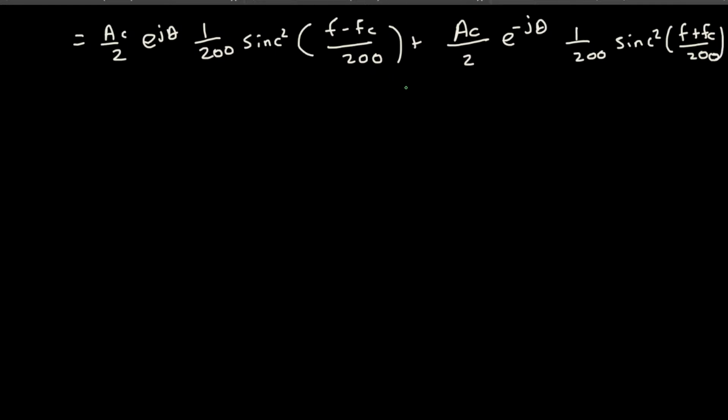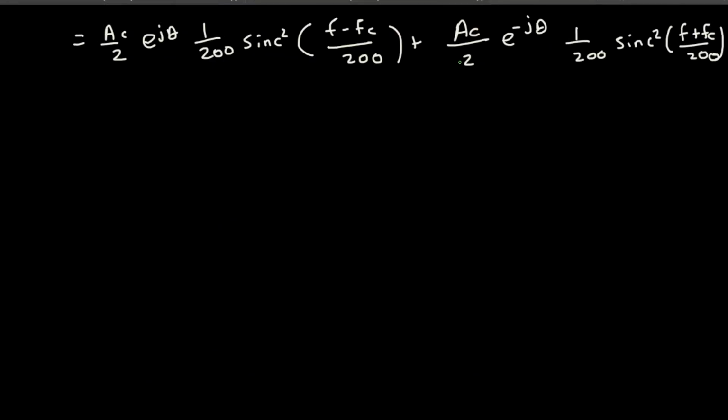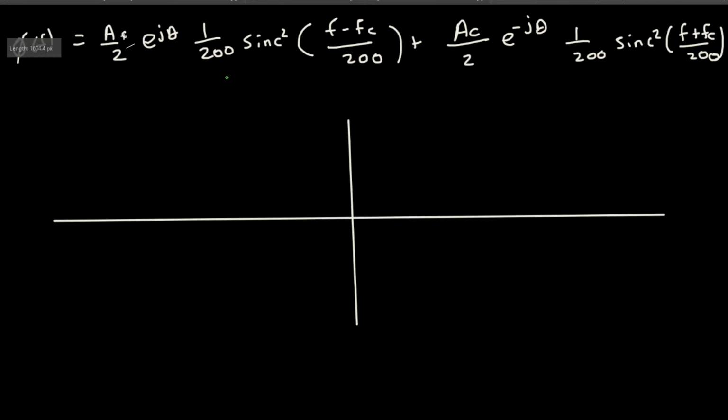From this one we can just draw the diagram. So here the question is asking, sketch the amplitude and phase spectra of phi of t. Okay, so now we have the signal phi of f, we can go ahead and draw the diagram for it. What is important is we have to know where the center of this one is located. You can see right away from this one that this is shifted fc to the right, fc to the left, so it's going to be centered at fc.